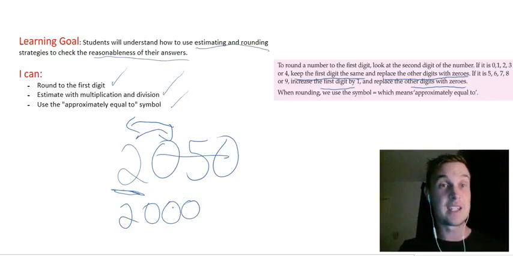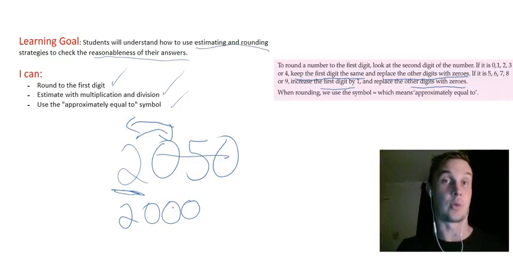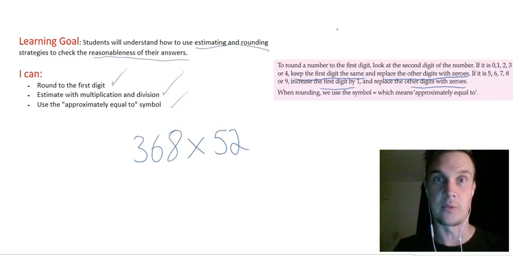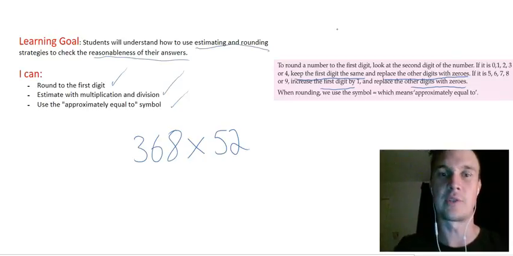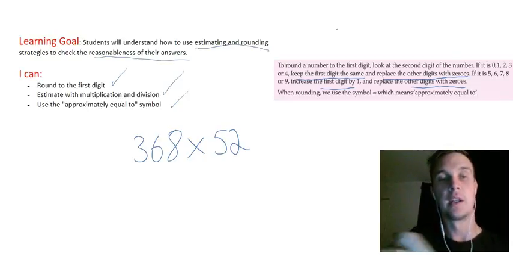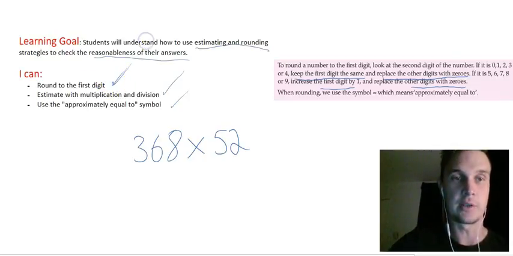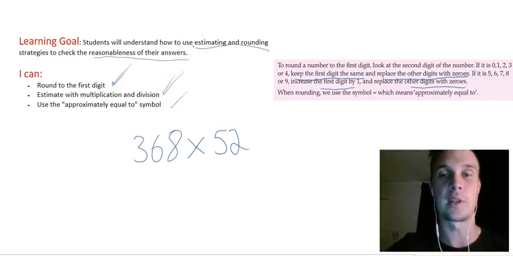Now that's quite simple, it's easy to round, but now we need to know that we can do it when we're estimating or rounding with an equation. So we're going to put an equation up now, and we're going to see how this helps us. We're going to use estimating and rounding for this equation here, and it's 368 times 52. Now I know how to round to the first digit, and we're going to do this now with estimating with multiplication and division. But before we do that, it's important that we understand the symbols that we need to use.